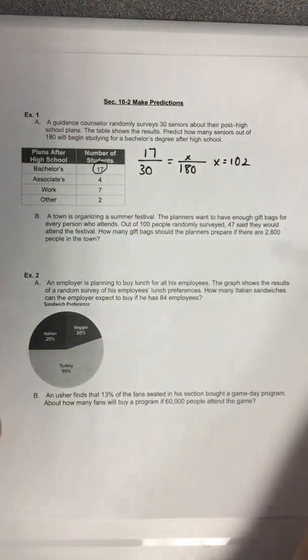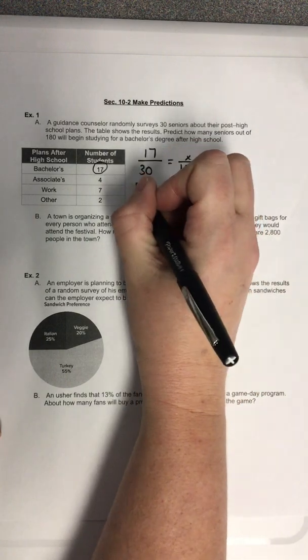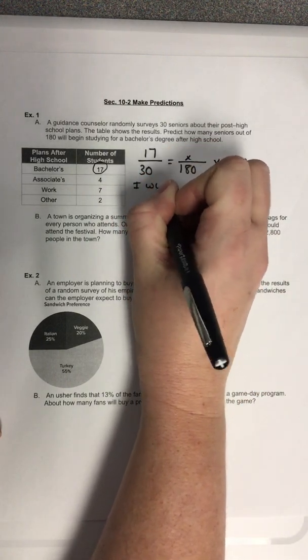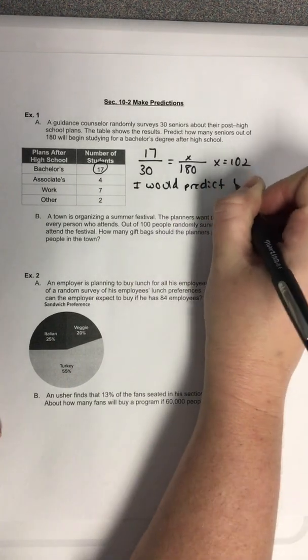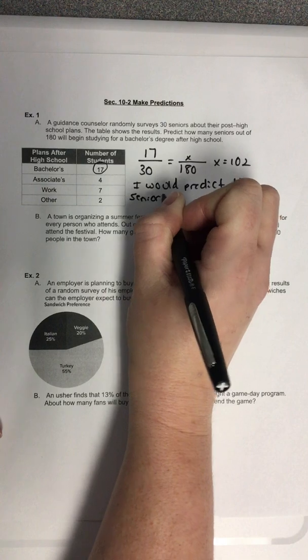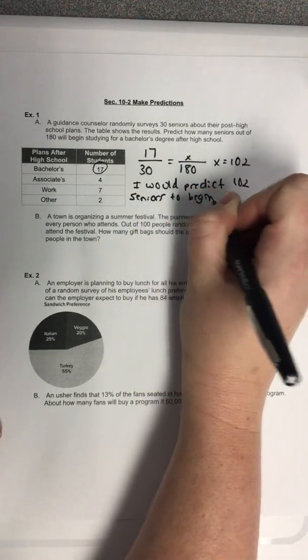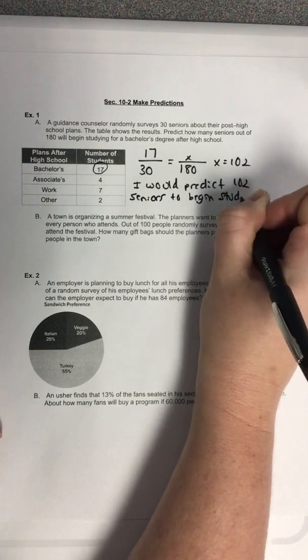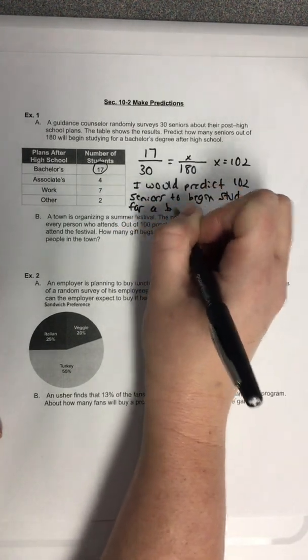Okay, so predict how many seniors out of 180 will begin studying for a bachelor's degree. So I would predict 102 seniors to begin studying for a bachelor's degree.